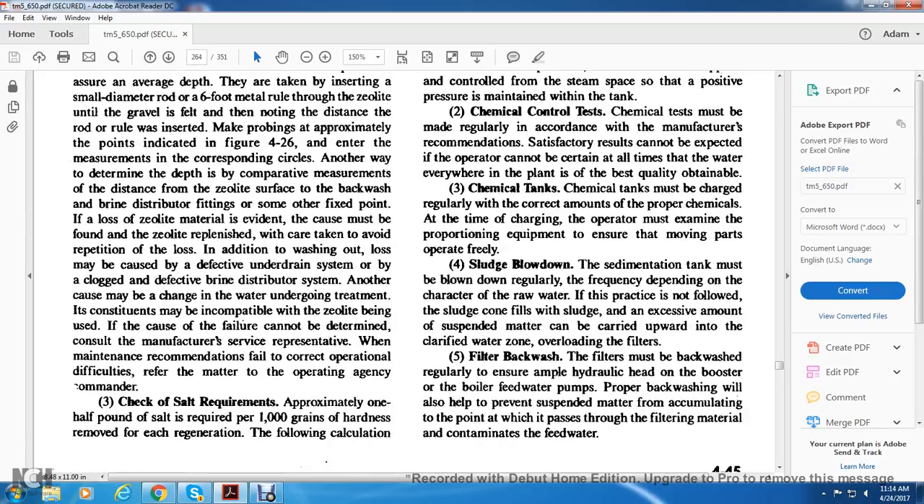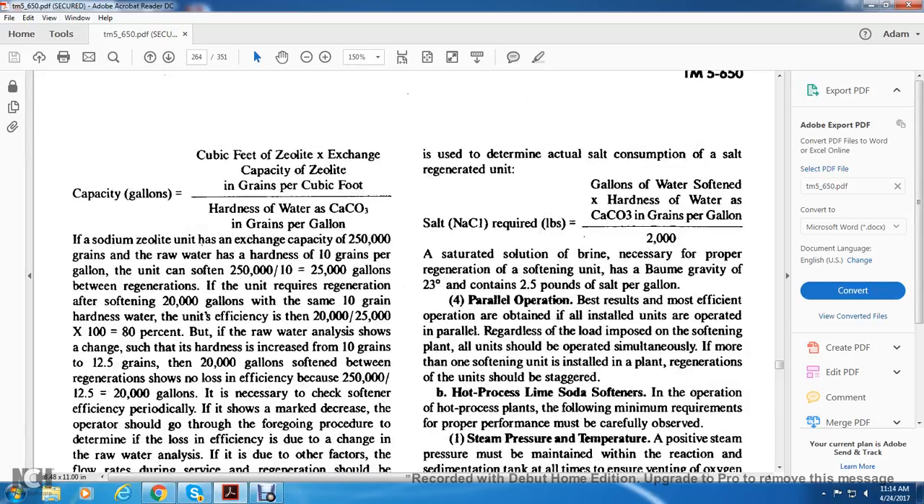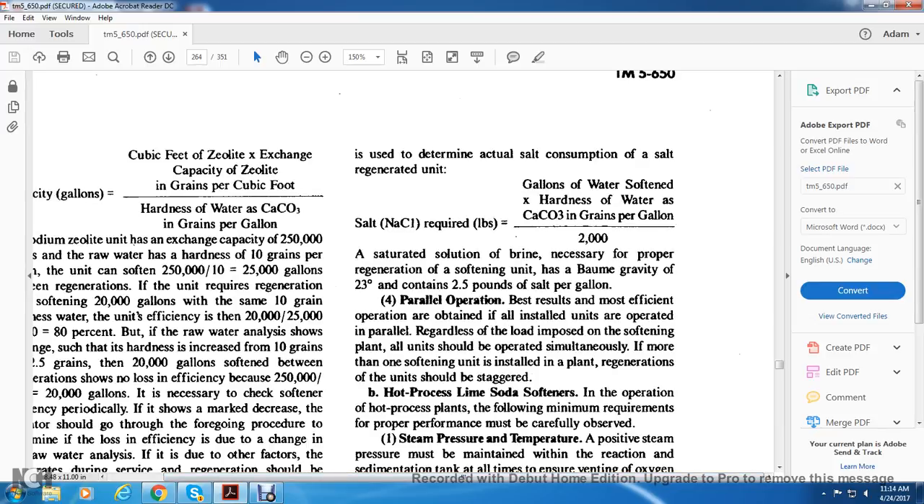3. Check all salt requirements. Approximately 1/2 pound of salt is required per 1,000 grains of hardness to remove in each generation. The following calculation is used to determine actual salt consumption. Salt required in pounds equals gallons of water softened times hardness of the water as CaCO3 in grains per gallon, over 2,000.